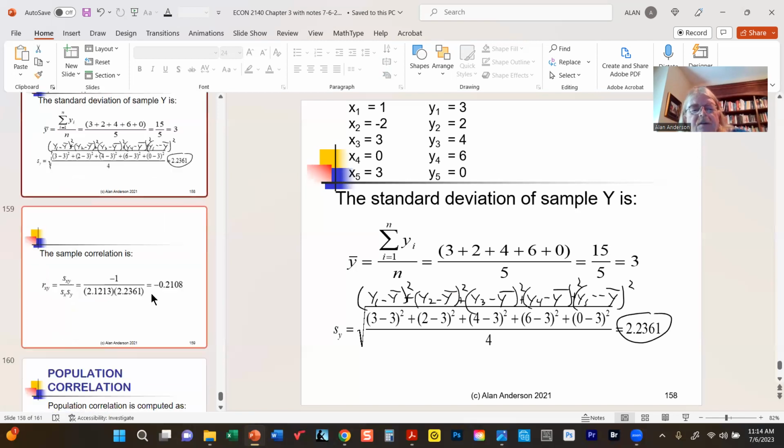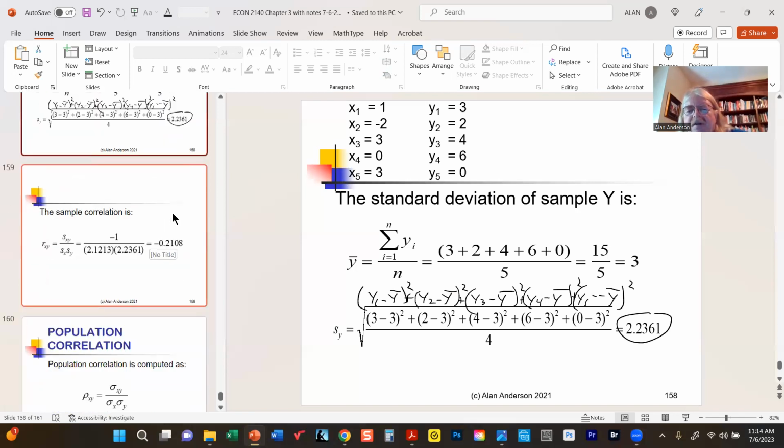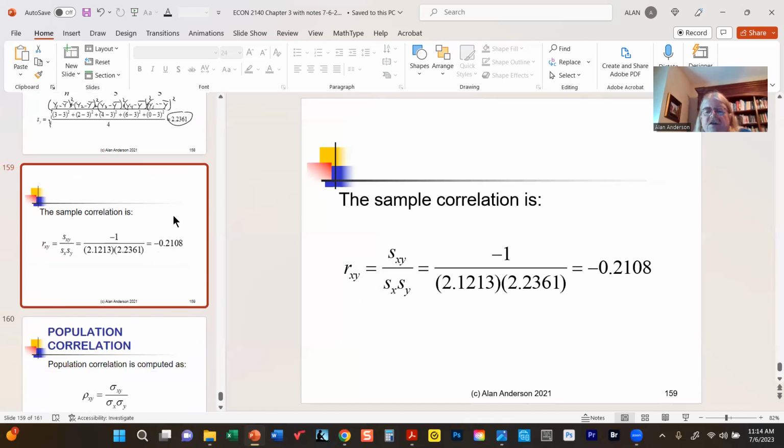So finally, we're ready for this measure. We combine all these to calculate our correlation coefficient, and you can see it's negative 0.2108. So it's negative, but it's not very negative. Remember, the correlation coefficient can go all the way down to -1. So think of this as a weak but negative relationship.